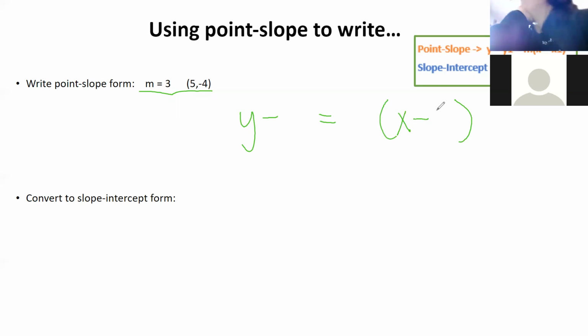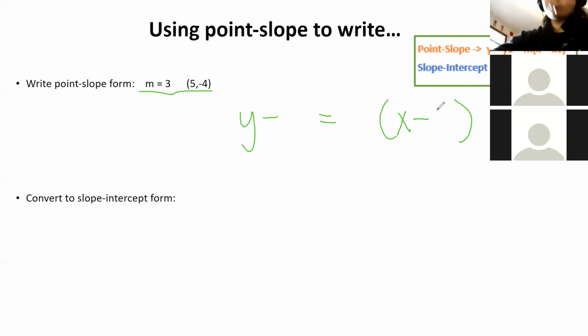So here's my point slope formula. Let's put our slope in there first. Slope goes in front of the parentheses. What is my slope in that one? What number is going to go right in front of the parentheses? 3. Good job. Very good. 3 goes right in front of the parentheses.